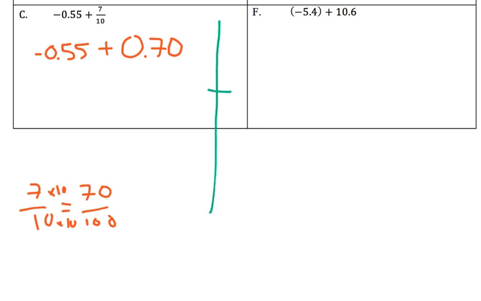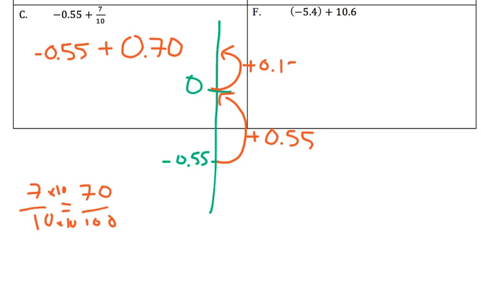I'm going to start below 0 at negative 55 hundredths. And then we're adding, so we're going to go up. We're definitely going to go past 0 because 70 hundredths is bigger than 55 hundredths. And we'd only have 15 hundredths left over. So that's why the answer is 15 hundredths.